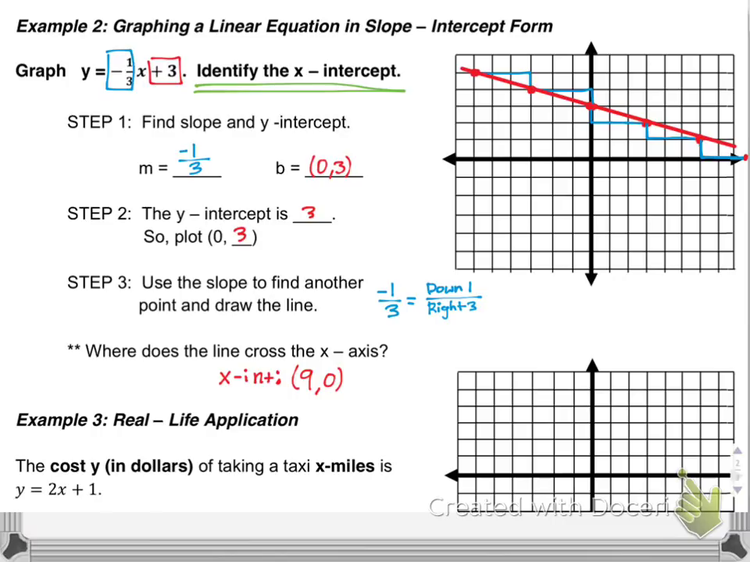Okay? That's how we can, it's a shortcut to graphing. I know it seems like a lot of steps, but now we no longer have to make a table. You can just use the equation and the slope and the y-intercept to graph. Okay? You know what? Let's scroll down to example 3 and try that example.